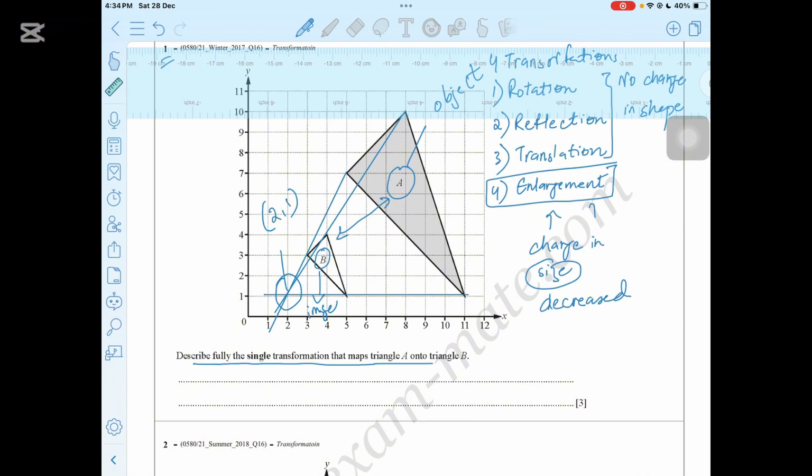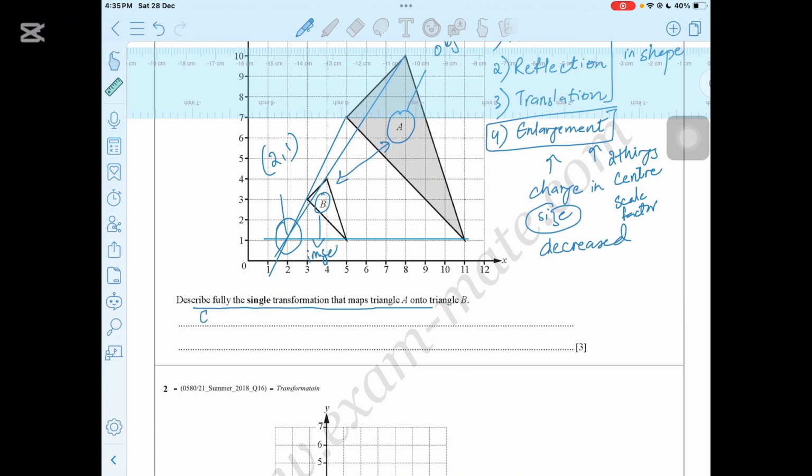So for enlargement we need 2 things, that is the center of enlargement and the scale factor by which the image is enlarged or reduced. So we have enlargement, we get 1 point over here out of 3. We have center as 2,1, and the scale factor we have to calculate.